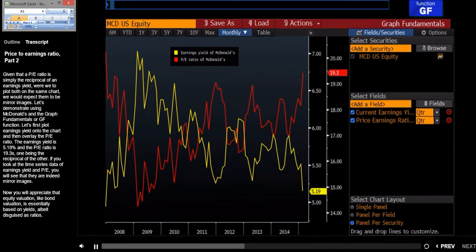The earnings yield is 5.19%, and the PE ratio is 19.3 times, one being the reciprocal of the other. If you look at the time series data of earnings yield and PE, you will see that they are indeed mirror images. Now you will appreciate that equity valuation, like bond valuation, is essentially based on yields, albeit disguised as ratios.